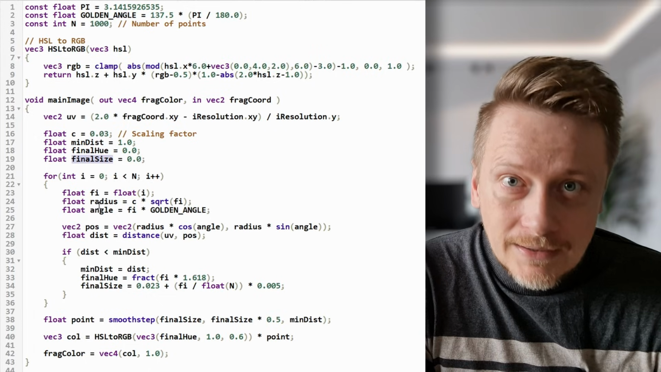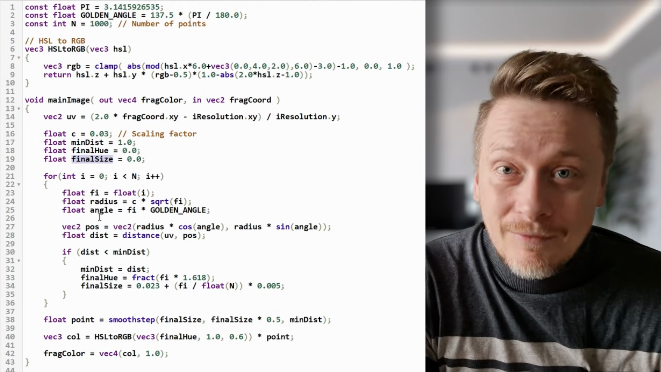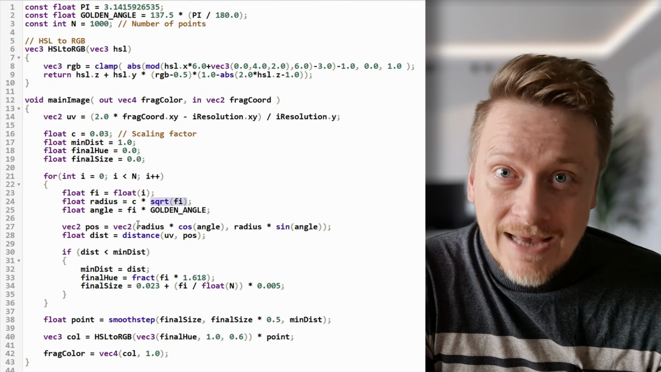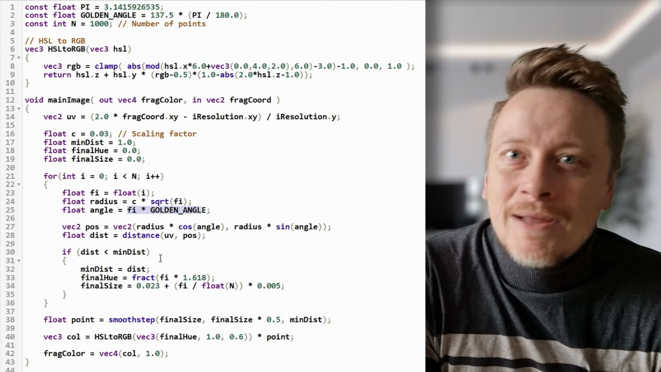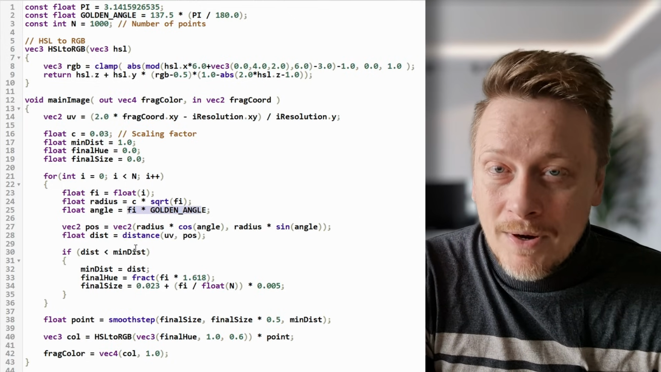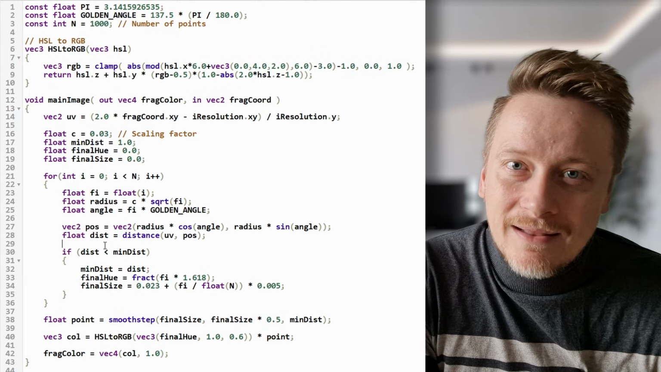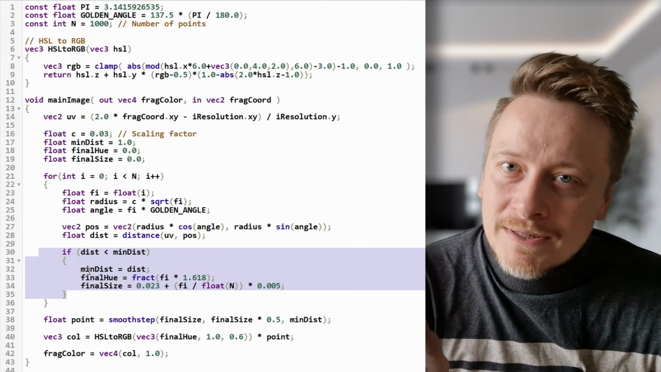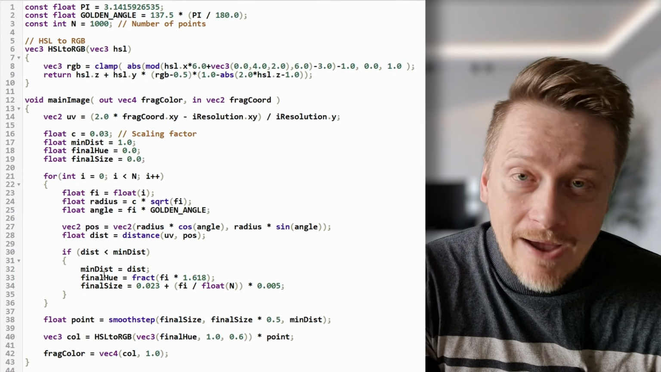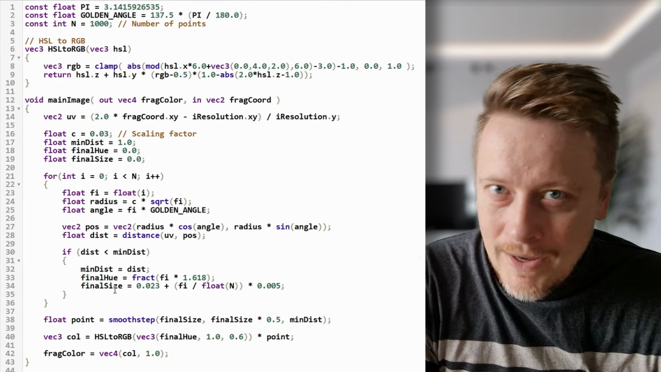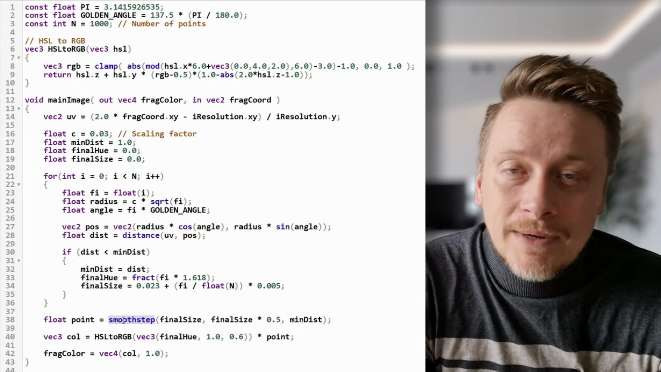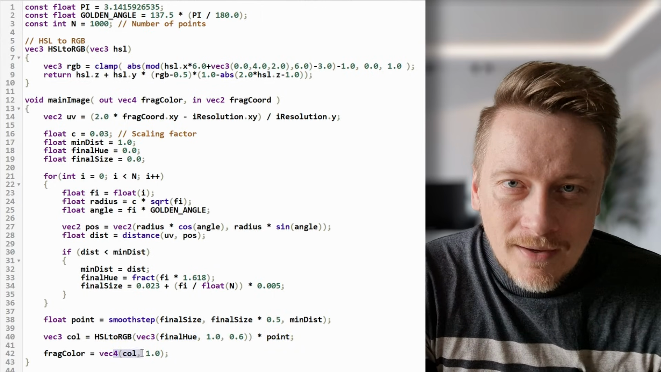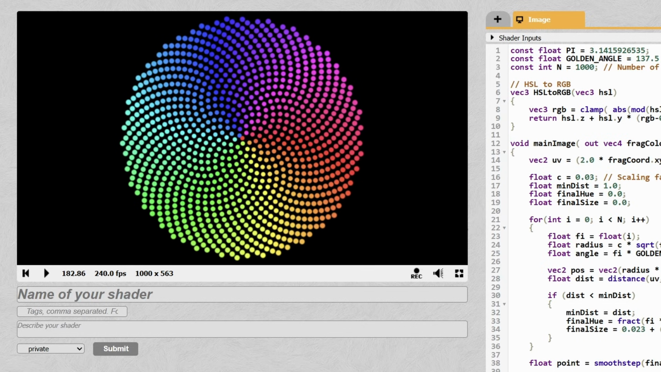Then comes the core, a loop that generates all the spiral points. For each index, radius is square root of I. Angle is I times golden angle. That's it, that creates this iconic sunflower spiral. For every point, we compute how far it is from the current pixel. If it's the closest one so far, we remember its hue and size. The hues cycle along the spectrum using a fractional multiplier. Afterward, we create a soft glow around the chosen point with smooth step. Convert the hue to RGB, apply the mask, and write the final color. The result? A beautiful glowing golden angle spiral.